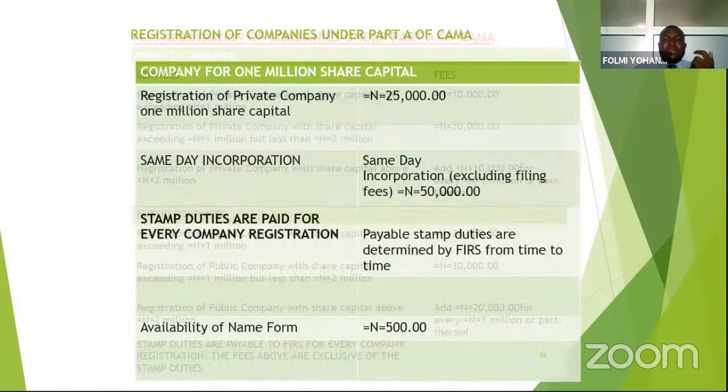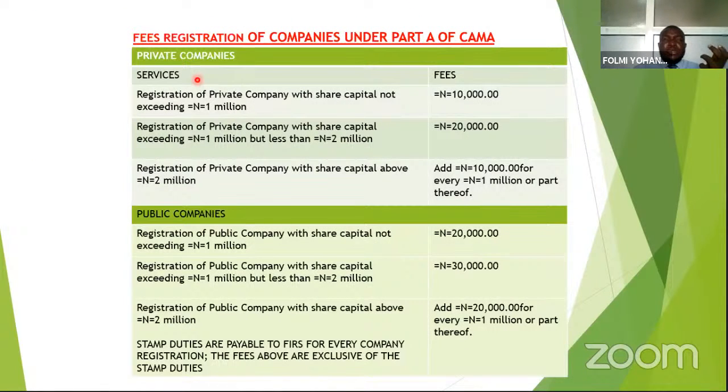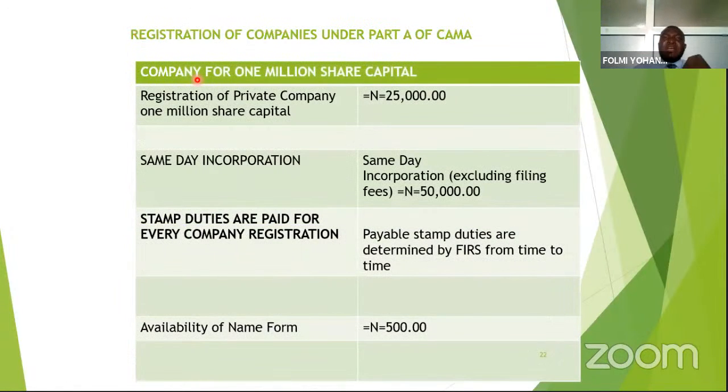You put into consideration the registration fee you pay to CAC, and stamp duty, because there is a need to pay stamp duty. The share capital of your company will determine what you pay to CAC. And there are some companies that if you want to register, CAC already has a minimum share capital you must use. If not, they will not register such companies for you.